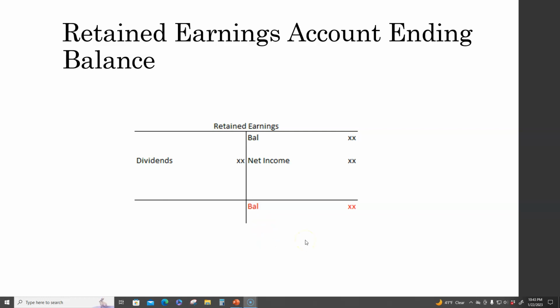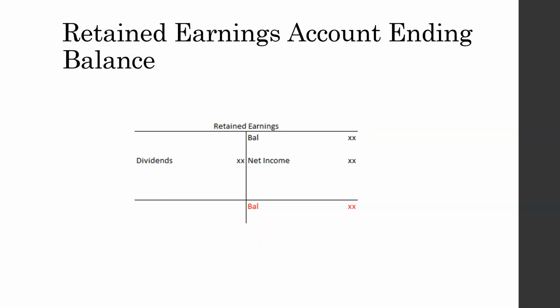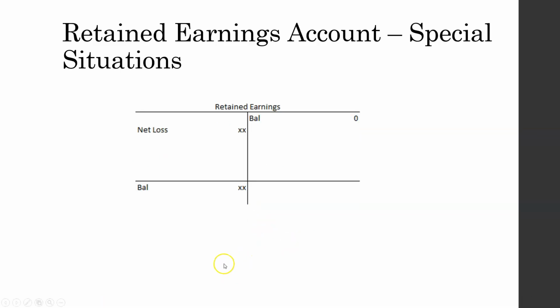Next, let's take a look at some special situations. First, take a look at this retained earnings account and tell me what you notice is off. Well, you see something called net loss. Now, you know that a net loss is when a company's revenues are less than its total expenses. If a company has a net loss, net losses cause retained earnings to decrease.